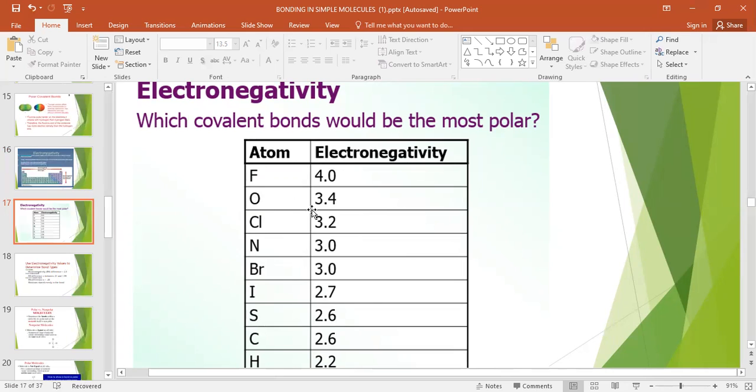Like see here, oxygen 3.4, chlorine 3.2. All elements have different values of electronegativity. What do you understand from this table? When they have different values of electronegativity, it means they have different power of attraction. Is it? Different forces between them.